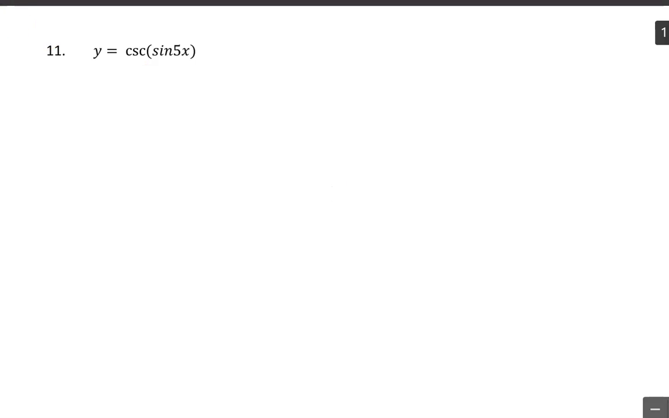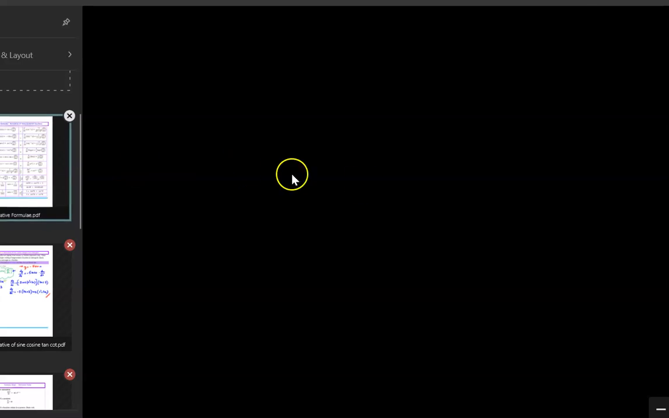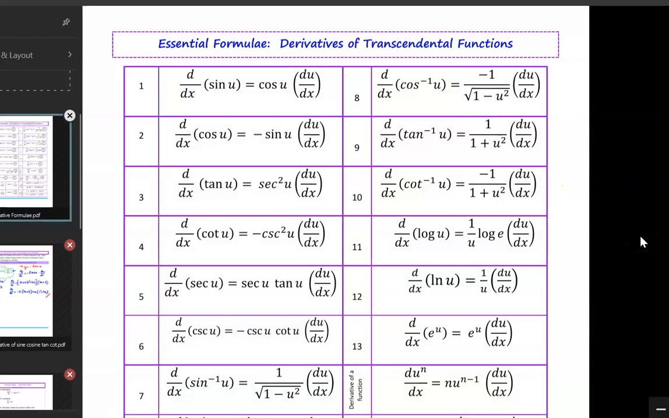Before I write anything down, I would like everyone to take a look at this formula sheet right here. What is the derivative of cosecant? The derivative of cosecant is negative cosecant times cotangent of the same function, and multiplied by the derivative of this argument, and the argument is sine. And what is the derivative of sine? It is cos. This is formula number 1 and this is formula number 6. We have to know how to work with these 2 formulas.